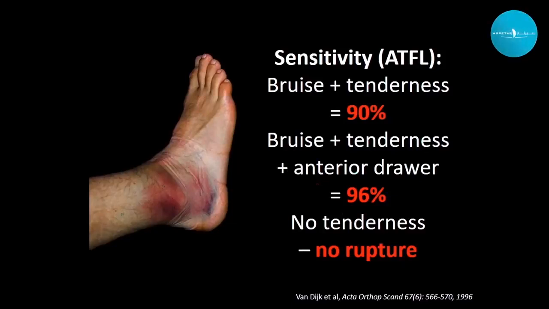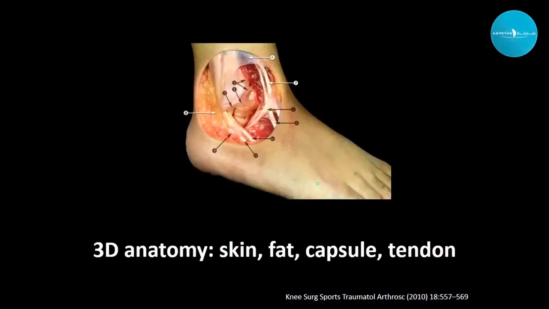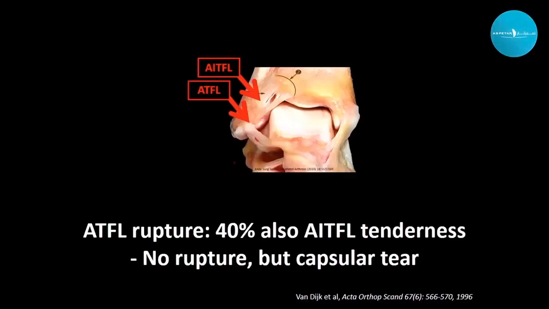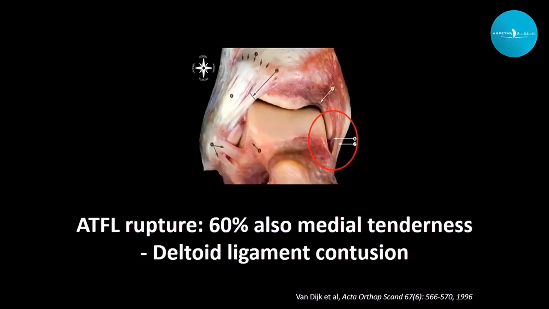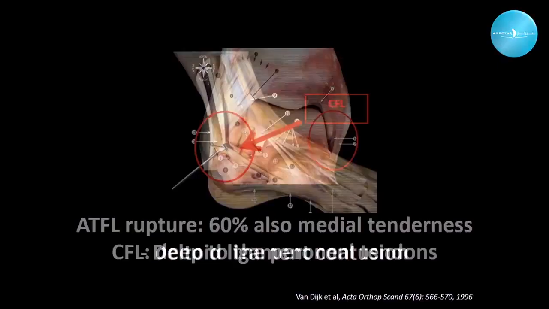So that's great. But we also have to acknowledge, when it comes to the rest of the ankle, that the value of palpation is limited by the fact that many of these structures are very closely related or even overlapping. So for example, up to 40% of patients with ATFL rupture will also have tenderness over the inferior syndesmosis, even though they don't have a tear of the syndesmosis. Similarly, 60% might have tenderness over the medial malleolus and the deltoid ligament because of contusion or compression.